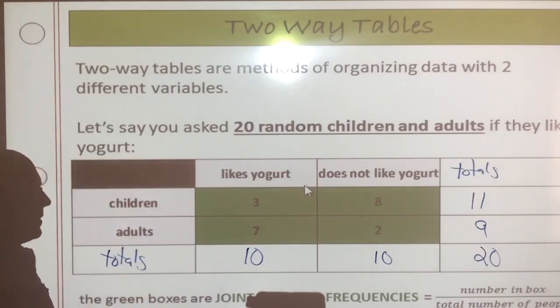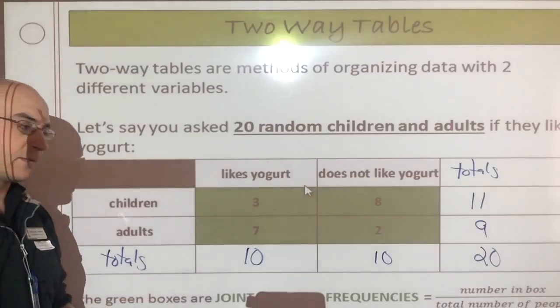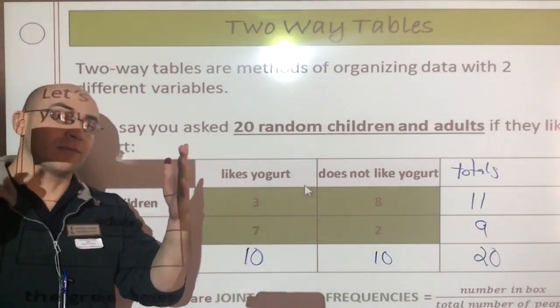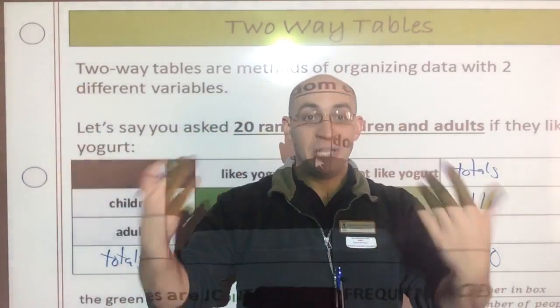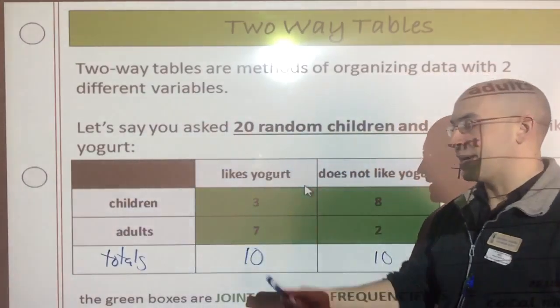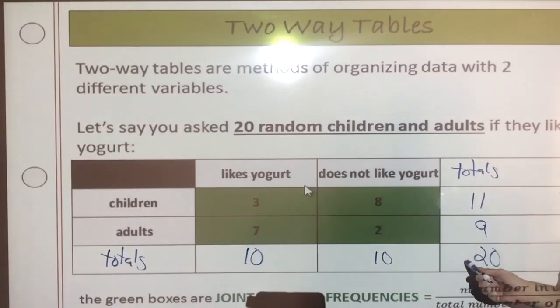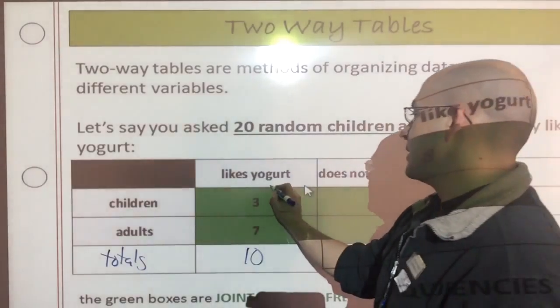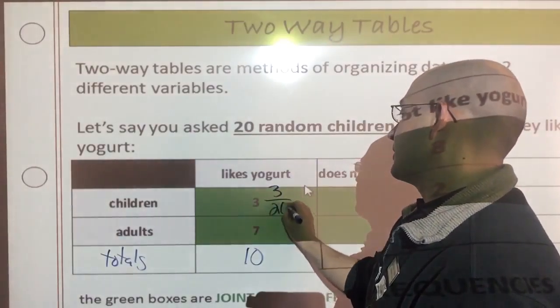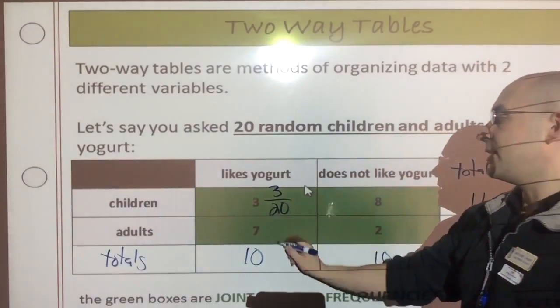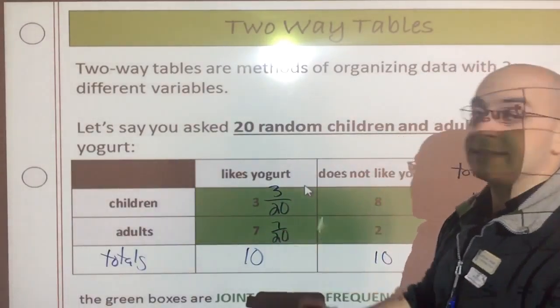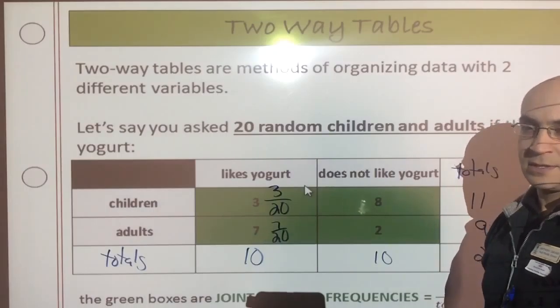The next thing I may ask you to do is find the relative frequencies. If I just say find the relative frequencies, period, you're going to find them by taking every single cell and dividing it by the total, which is 20. So for instance, children that like yogurt would be 3 divided by 20. Adults that like yogurt would be 7 out of 20. And then you would get a decimal, or you could make it a percentage if you needed to.